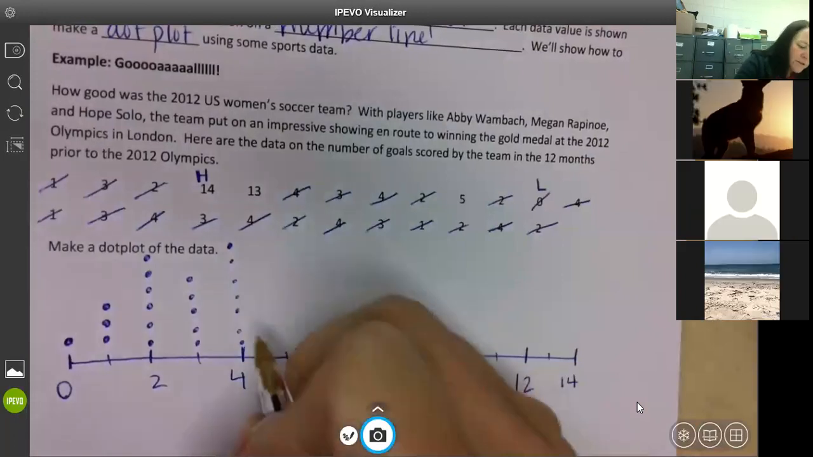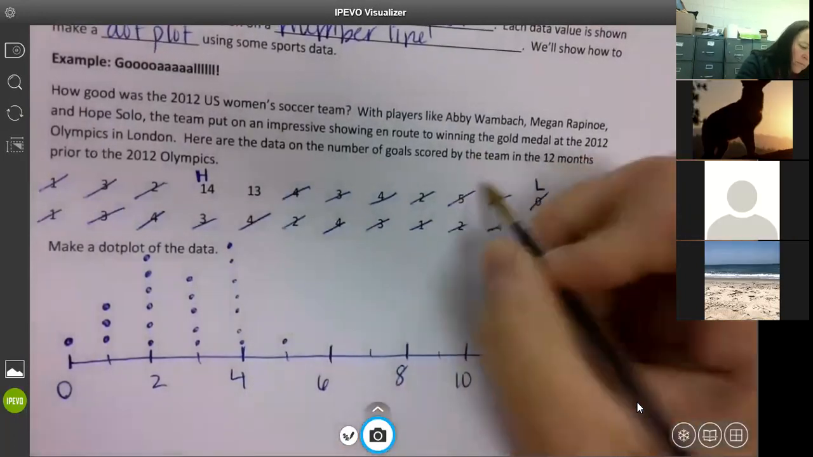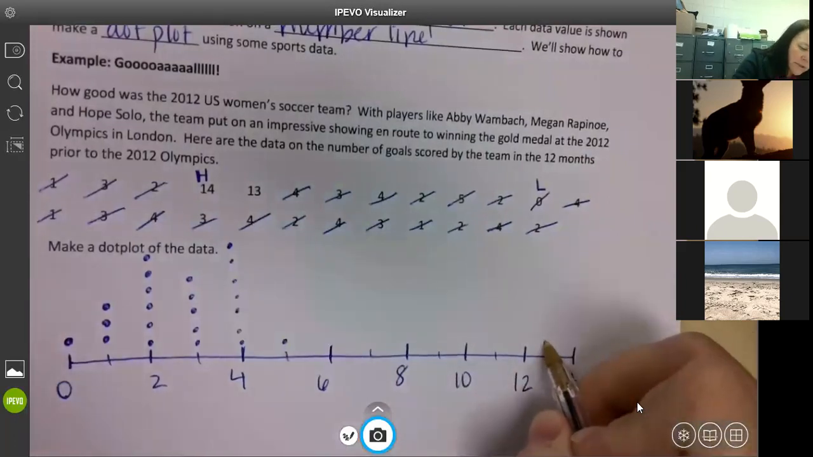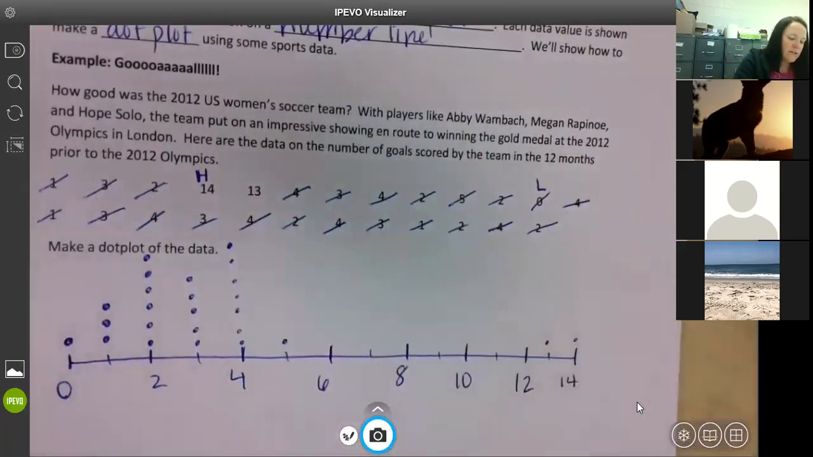Just 1 5. And then the only thing we have left is a 13 and a 14. So we're going to put a 13 and a 14. And that's it. That's your dot plot. Any questions on making a dot plot?